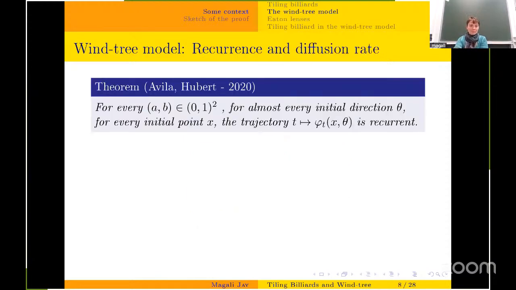So the first result about this dynamical system is that for every A and B, so every size of the rectangle, for almost every initial direction and initial point, the trajectory is recurrent. So we come back close to the initial point.